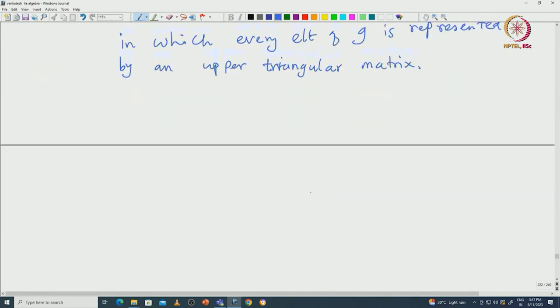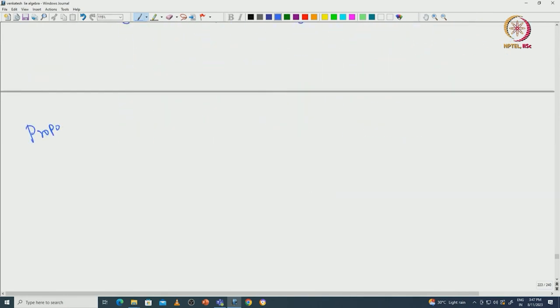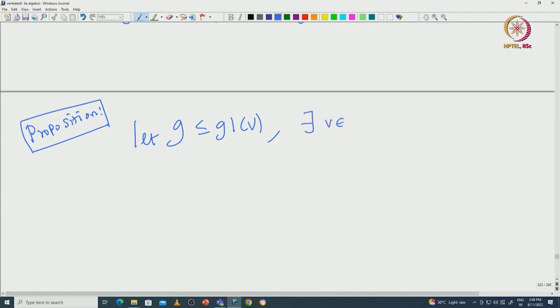Again, this theorem will be a consequence of the following proposition, as we did in the nilpotent case. Once we establish this proposition, the theorem will follow immediately from induction on the dimension of V. That part I will leave as an exercise. I will only do this proposition. You have this G as before sitting inside GL(V), where V is a non-zero complex vector space. Then we can prove that there exists a non-zero vector v in V such that v is a simultaneous eigenvector for all x in G.